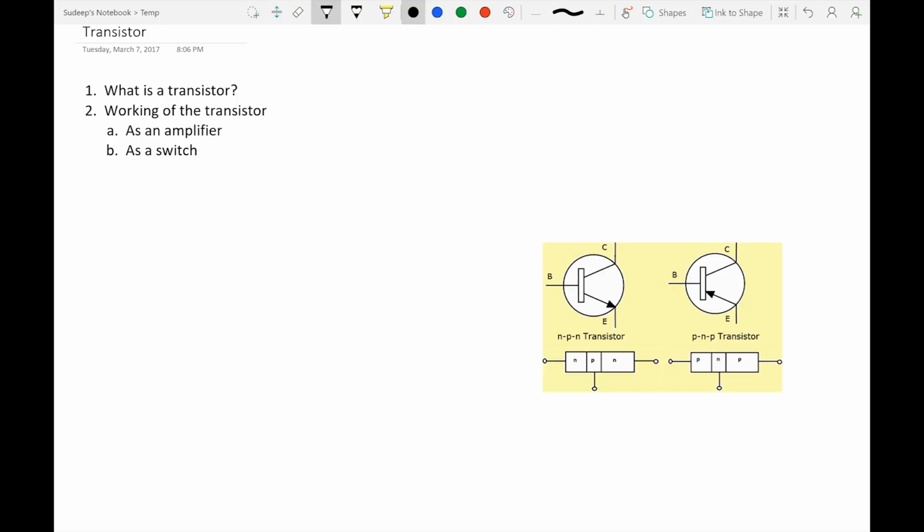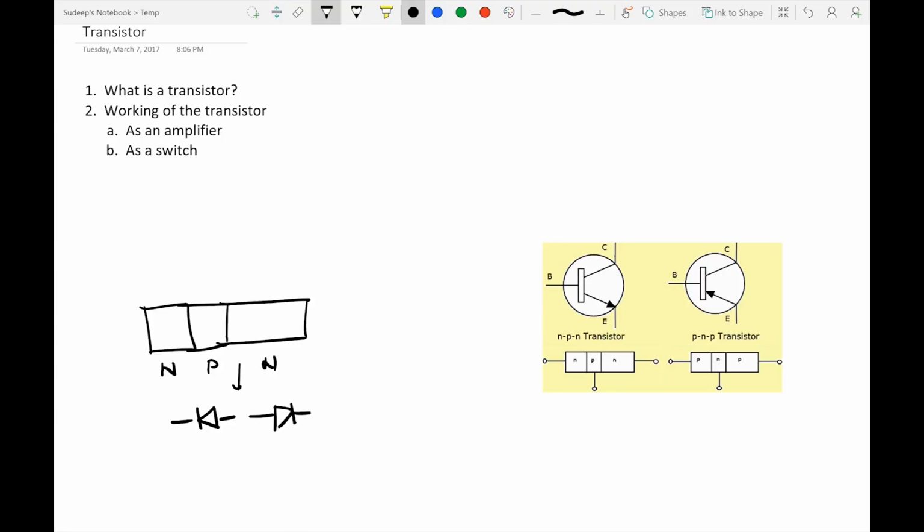So if we look at a representative diagram of it, we have an n-type, p-type and n-type semiconductor, which basically creates a diode like this and a diode like this, if we understand it in terms of how a diode would be. So if you see, we have two junctions. I'll change the color. This is a junction J1 and the junction J2. This is the reason why we are calling it a bijunction transistor.